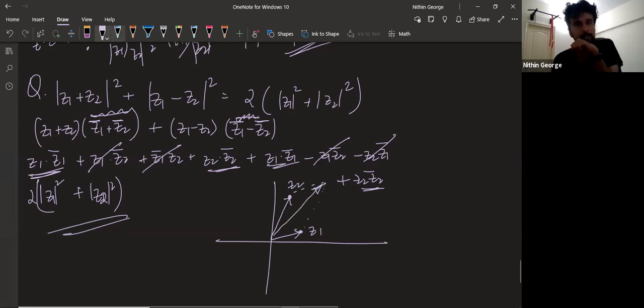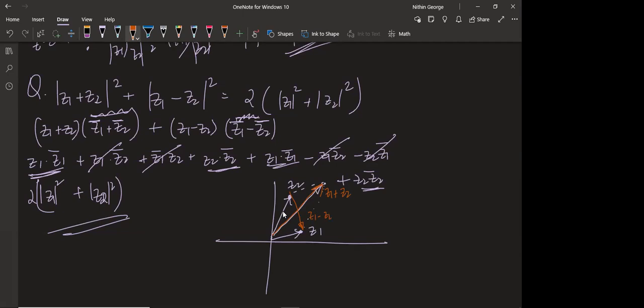I want you guys to see this clearly. z1 plus z2 is this vector, and z1 minus z2 will be this vector. So if you form a parallelogram, you'll get both the diagonals as z1 plus z2 and z1 minus z2. In vectors, you've already studied this. Right, guys?